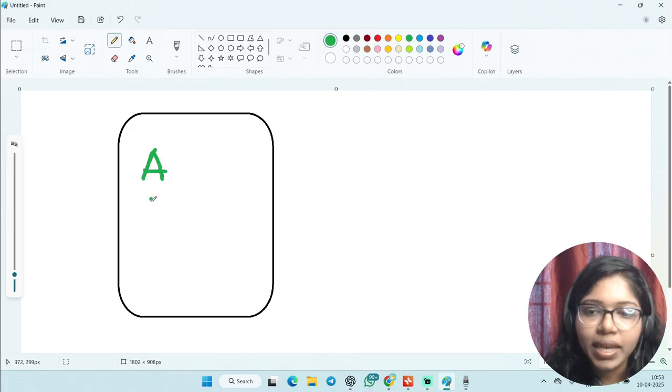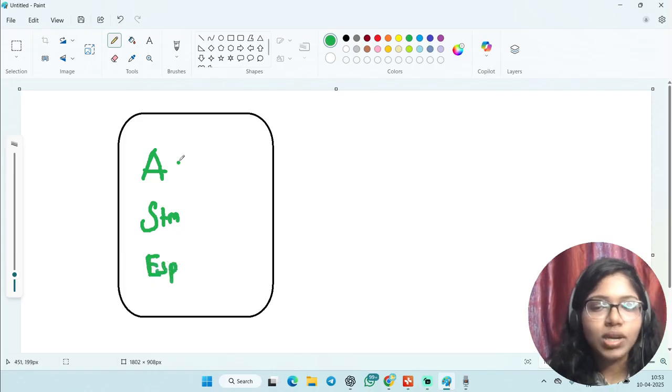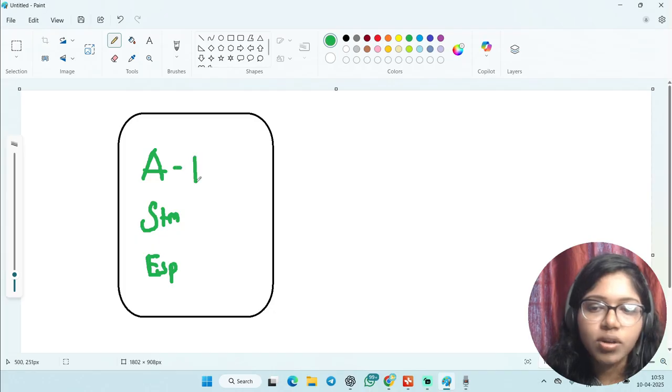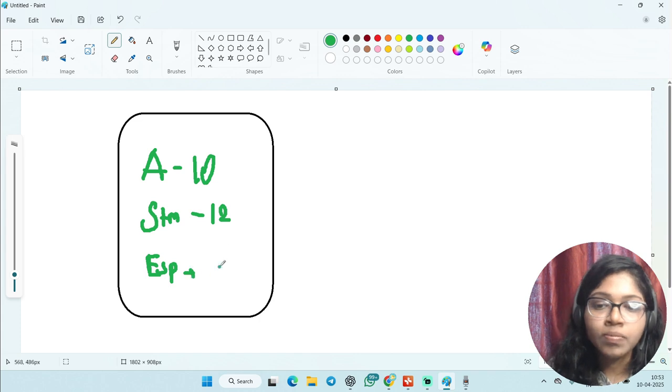So Arduino, STM32, or likewise ESP32. Likewise, there are many microcontrollers. But here, what is the ADC bit width? In the Arduino it is 10 bit, and in the STM32 it is around 12 bit. ESP32, you can just check it.